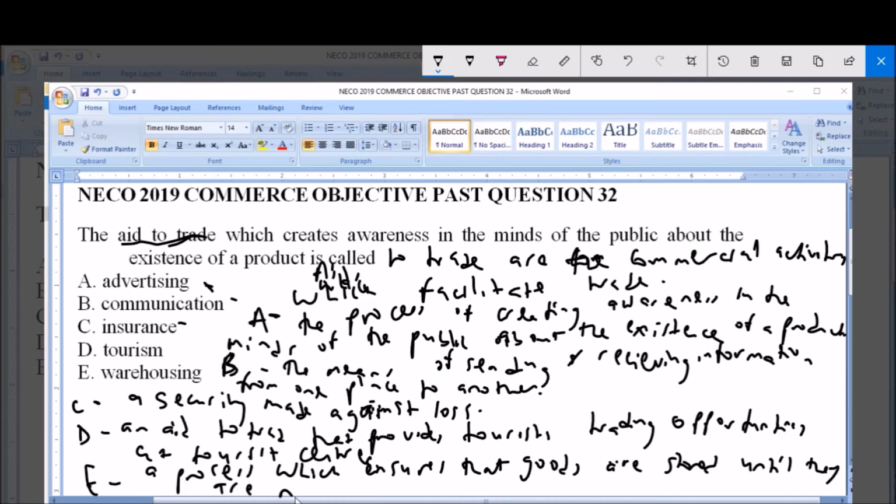So from the definitions we have given, option A, which we described as advertising, is the process of creating awareness in the minds of the public about the existence of a product. So that is more or less the same with the description given to us in the question. So that is option A, advertising. So advertising is the answer to this question.